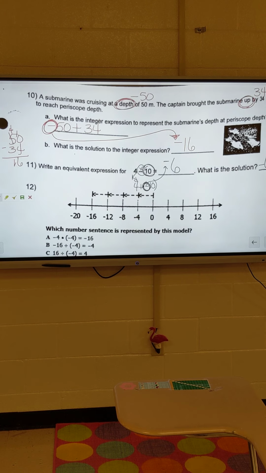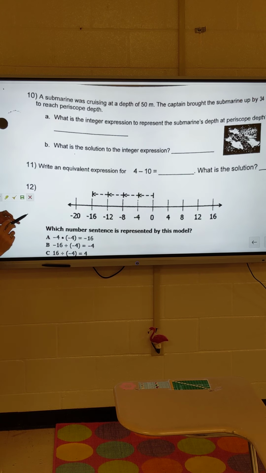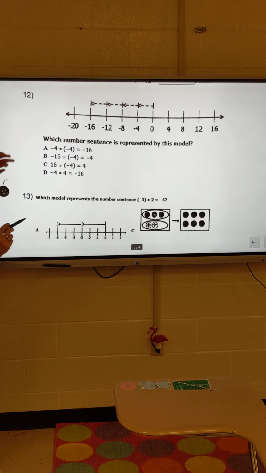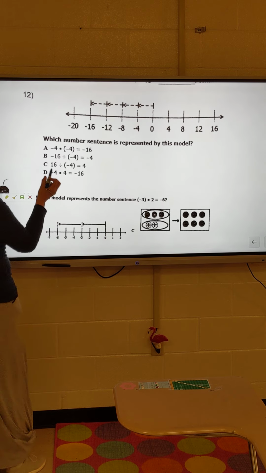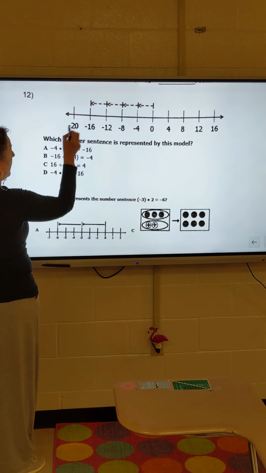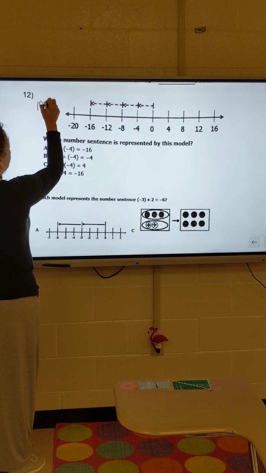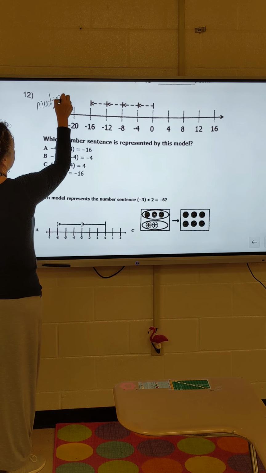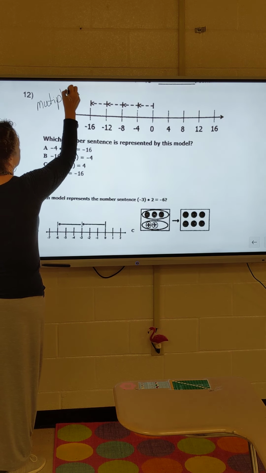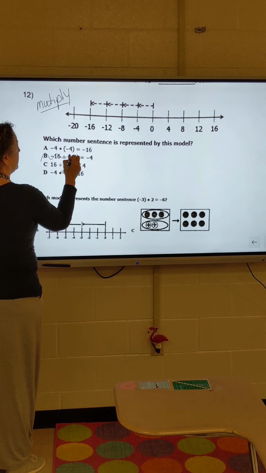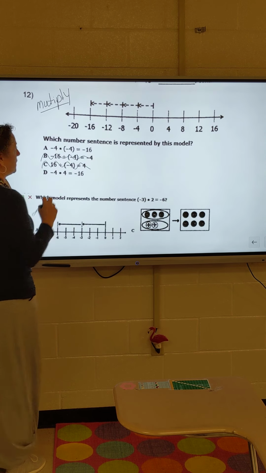All right, let's finish this up. Number 12. Which number sentence is represented by this model? Well, because it's a side-by-side model, what operation do we know we have? This is multiplication. So this is a multiplication model. That gets rid of answer choice B and C automatically.